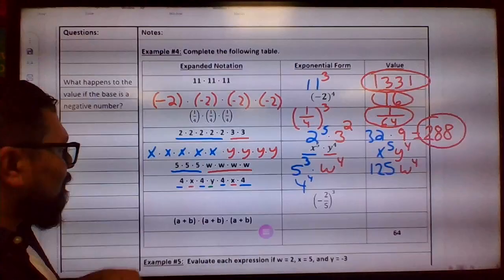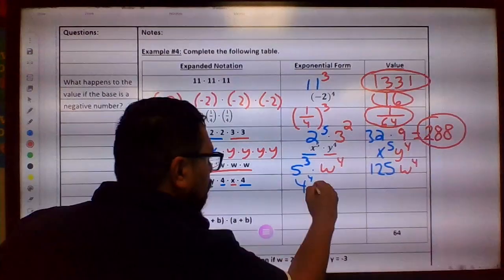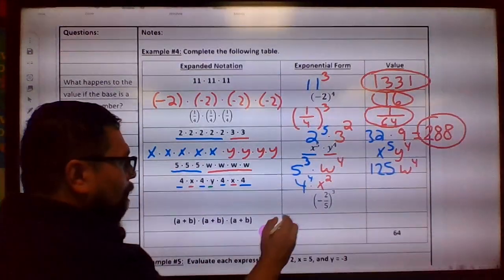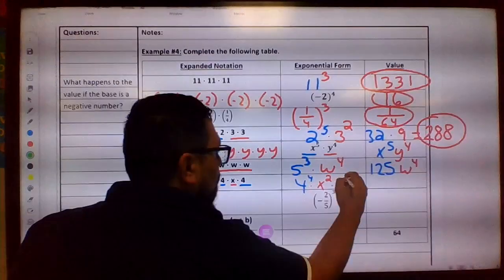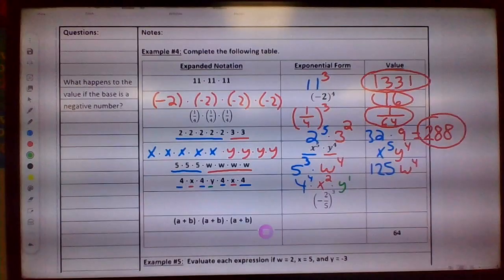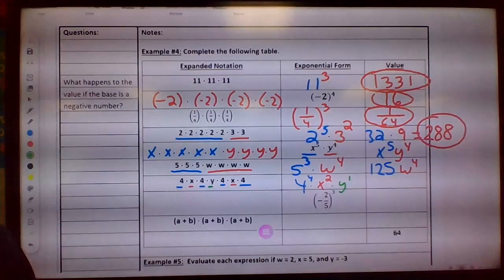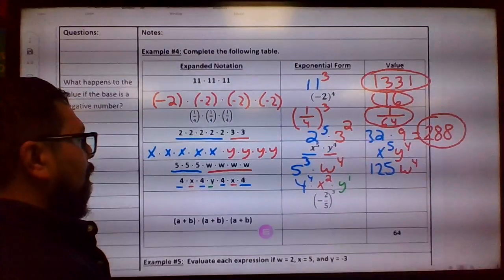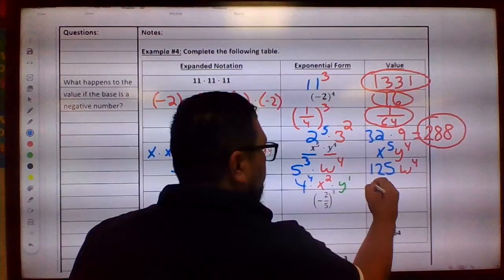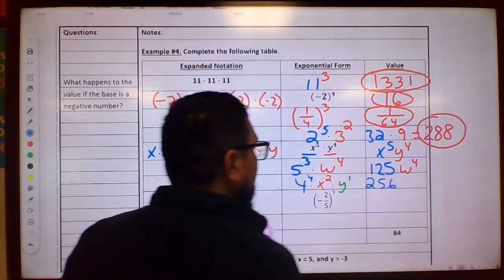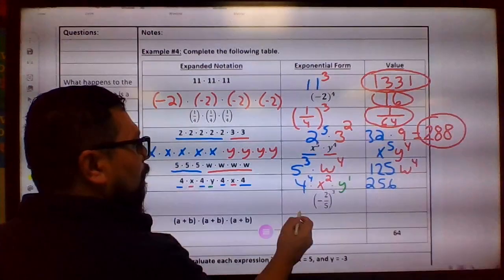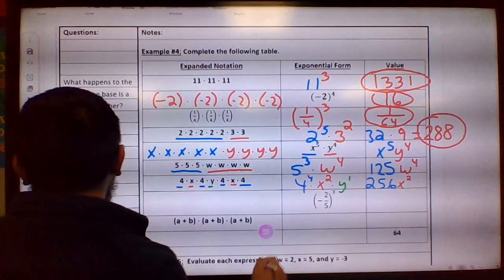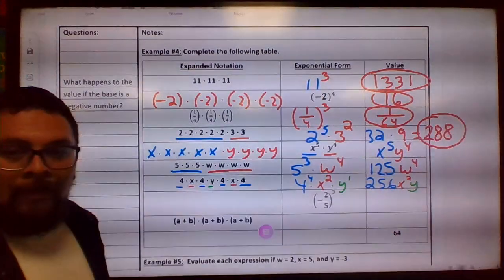How many X's do you see? 1, 2. And then how many Y's do you see? 1. And you can put a 1 up there. Okay. So let's actually solve for it and see what we get. So right here, we're going to get 4 to the 4th. 4 to the 4th is 256, because it's 4 times 4 times 4 times 4. This is X squared. And then your Y, because we don't know what X or Y is.